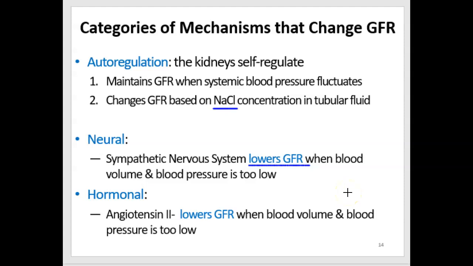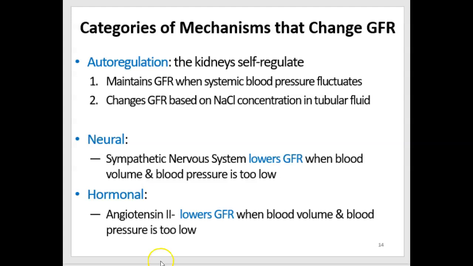So when you have low blood pressure, the sympathetic nervous system is stimulated. Danger, danger, and now the kidney doesn't get as much blood and it doesn't filter as much. And that's just to maintain blood volume and keep blood pressure up. We'll talk about it in more detail.